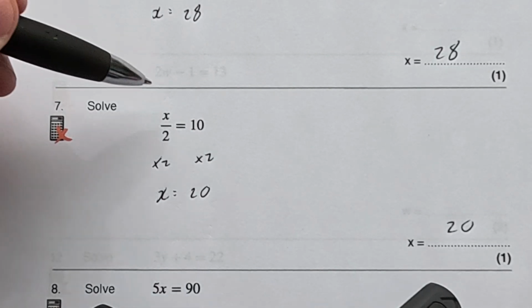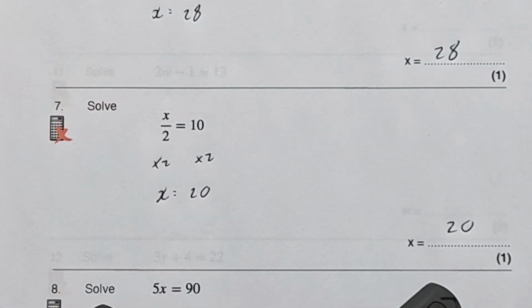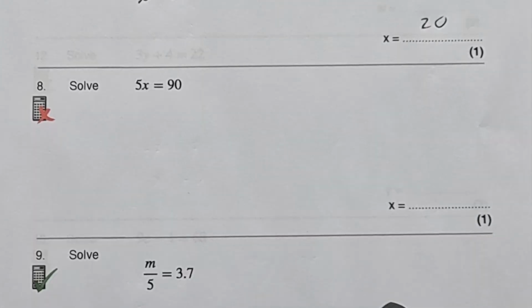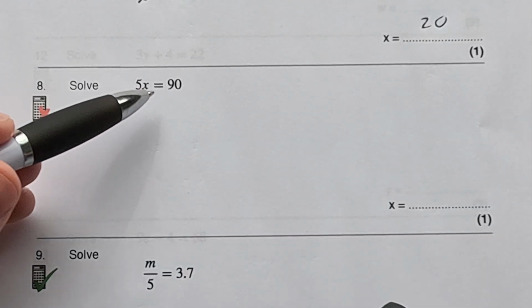And again, we can check our answer. 20 divided by 2 is equal to 10, and that's it. Okay, let's look at our next question, question number 8. Okay, so question number 8 says solve 5x equals 90.